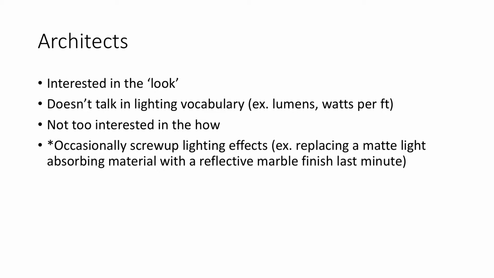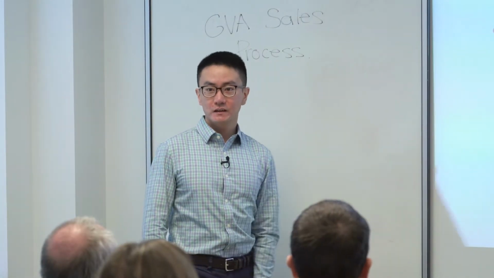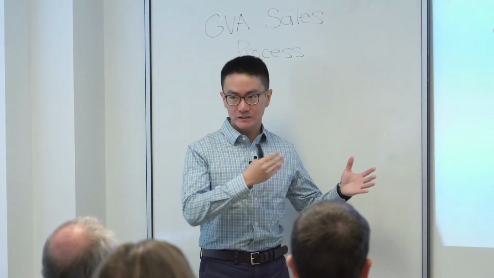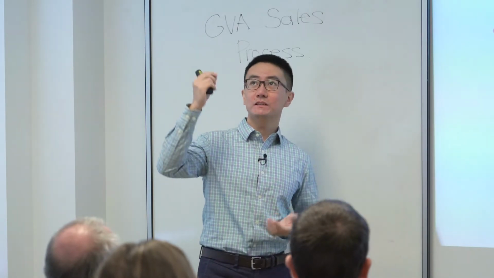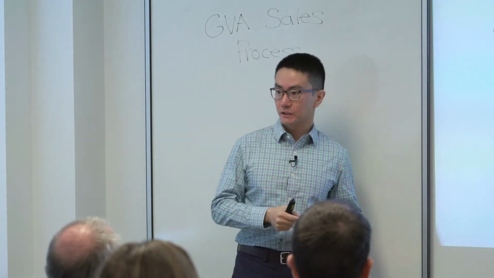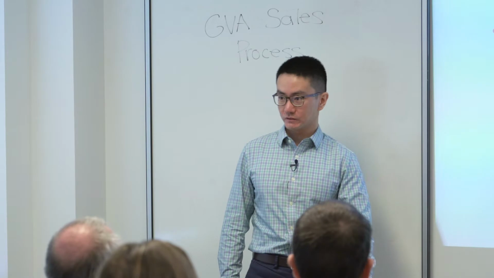And occasionally, they do screw up lighting effects. For example, we had a great hall. The floor was originally specified to be carpeted, gray carpet. The carpet actually absorbs light. So the lighting designer does IES file photometry calculations. They specify the wattage and the lumens of the lamps to be a certain output, taking into consideration the carpet absorbing a lot of the light.